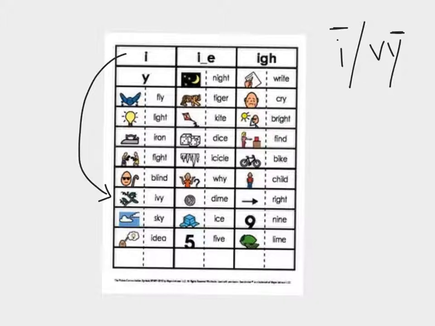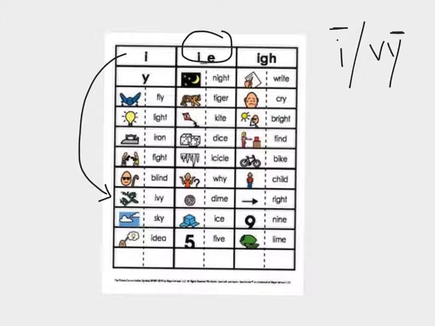Alright, sometimes, like we have on our spelling list this week, we have the I and the consonant and the E pattern. So take a moment, look over this and see if you can find a word with the I, the consonant, and the E. You might have noticed the word kite and the word right and the word bike and the word lime and the word nine and the word five, and the word ice, dime, that follow that pattern.